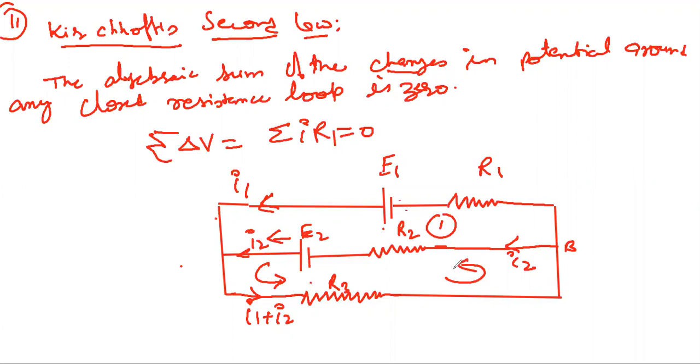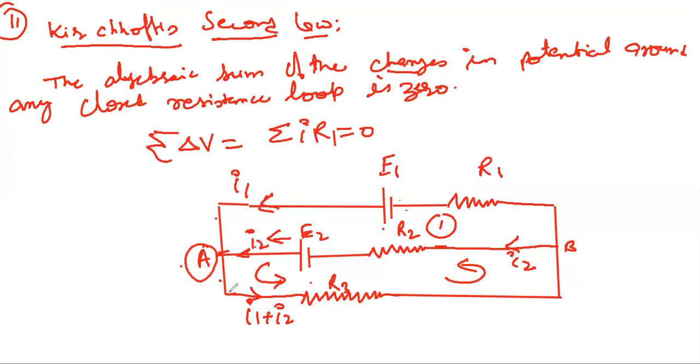There are two EMF E1 and E2 and three resistors R1, R2 and R3. If the current flowing in R1 and R2 be respectively I1 and I2, this I1 is due to E1 and this I2 is due to E2. Are you following it? Yes, sir. Then applying Kirchhoff's first law at the junction A. Junction A is where you should check. A is here. This is junction A.